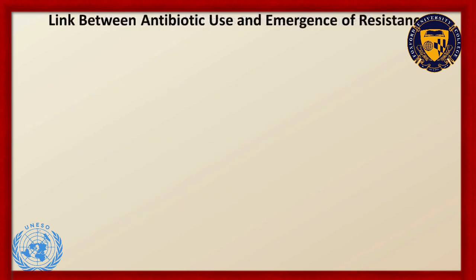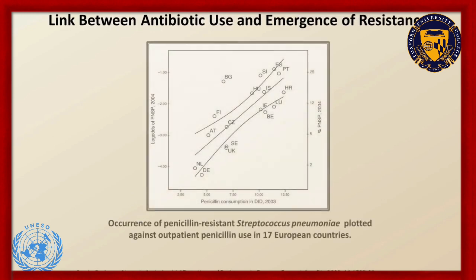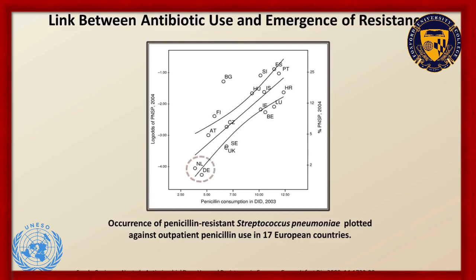There is definitely a link between antibiotic use and the emergence of resistance. Here is a graph of the occurrence of penicillin-resistant Streptococcus pneumoniae plotted against outpatient penicillin use in 17 different European countries. You can see that the Netherlands and Germany have the lowest occurrence of this resistant bacteria and the lowest use of penicillin, while Spain and Portugal have the highest rates of this bacteria and 2 of the 3 highest rates of penicillin use.